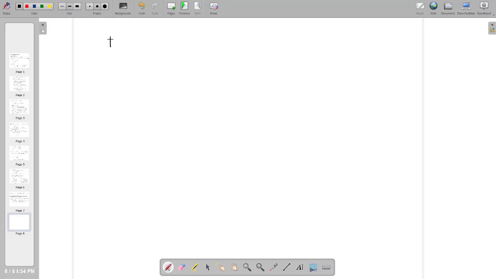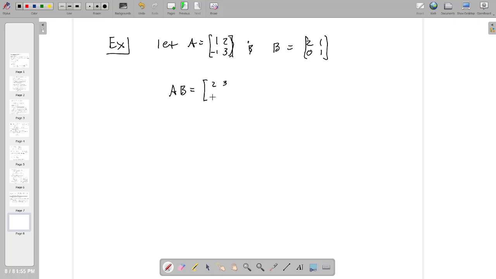Let's do an example here and show you what these properties do. Let A equal 1, 2, negative 1, 3, and B equal 2, 1, 0, 1. Then AB is equal to 2, 3, negative 2, 2. For this first one, remember we take the first row of A, multiply it by the first column.